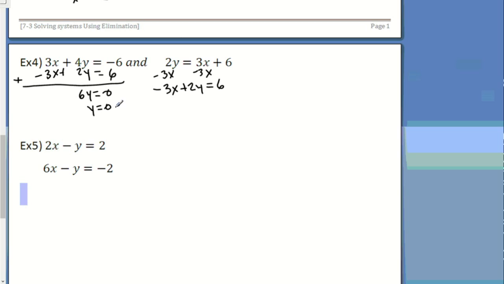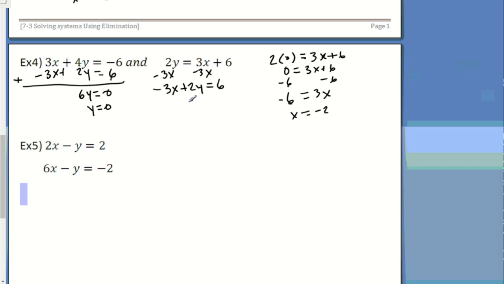Then I plug that number into the other equation, so I get 2 times 0 should equal 3x plus 6. Right? Well, that's 0 equals 3x plus 6. Then I'm going to subtract 6 from both sides. I get negative 6 is equal to 3x. So x is equal to negative 2.